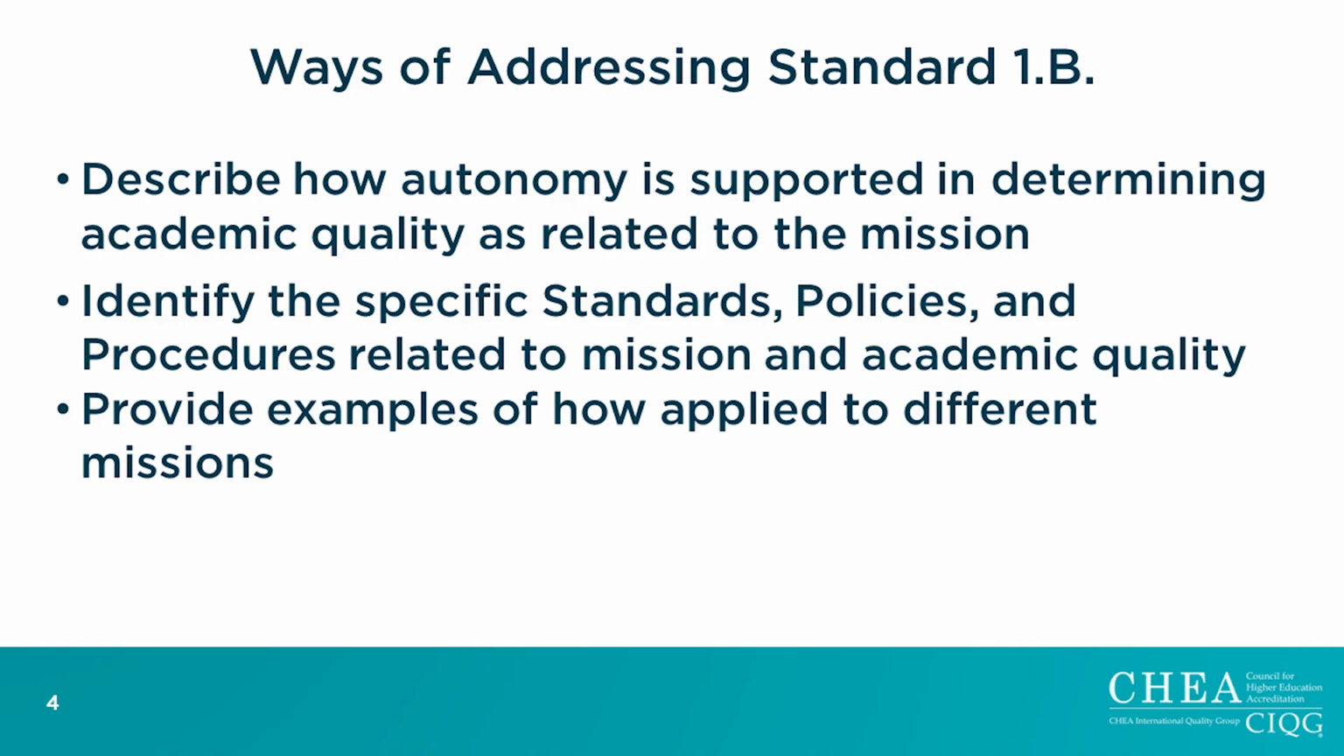In Standard 1B, the accrediting organization details how it supports the autonomy of an institution or program in determining academic quality as it relates to the mission of the institution or program. The accrediting organization may describe how it supports the autonomy of an institution or program in determining academic quality as related to the mission, identify the specific standards, policies, and procedures related to the mission and academic quality, and provide evidence of how these are implemented and enforced. Examples of how the standards, policies, and procedures are applied to institutions and programs with different missions should be provided.